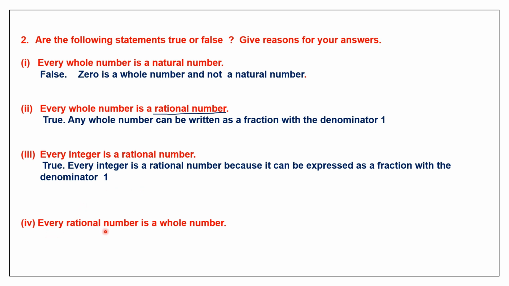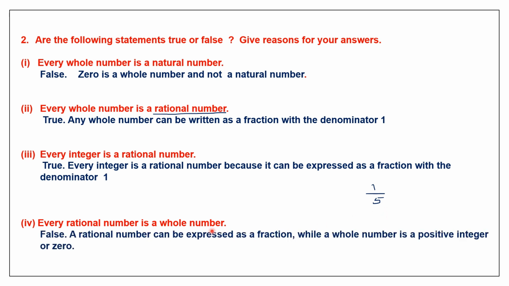Question 4. Every rational number is a whole number. Now this is not true. Whereas the other way it's true. Every whole number is a rational number, but every rational number is not a whole number. Remember, rational number is a number which can be written in the form of a fraction. So if I take 1 by 5, this is a rational number, but this is not a whole number. Okay, so this statement is false. A rational number can be expressed as a fraction, while a whole number is a positive integer or 0. So this is the reason. Remember, we have to give reasons for our answers.